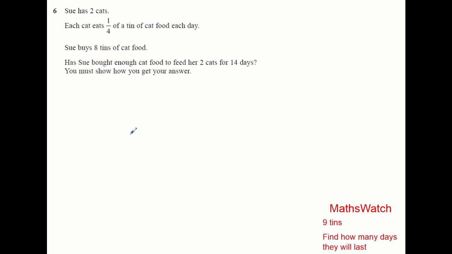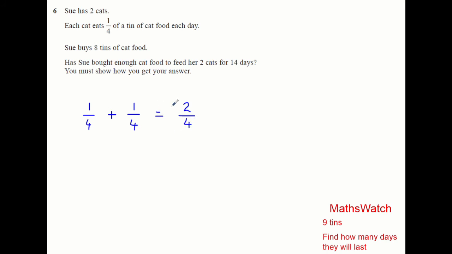She has 2 of them. So the first cat will eat 1/4 of a tin. The second cat will also eat 1/4 of a tin. So in one day, these cats will eat a total of 1/4 plus another quarter of a tin of cat food. When we are adding fractions together, the denominators, the bottom numbers, need to be the same. In this case they are, and once that's true, we are only adding together the numerators, which are the top numbers. So we are only doing 1 plus 1 to get 2. The bottom number, the denominator, stays as a 4.